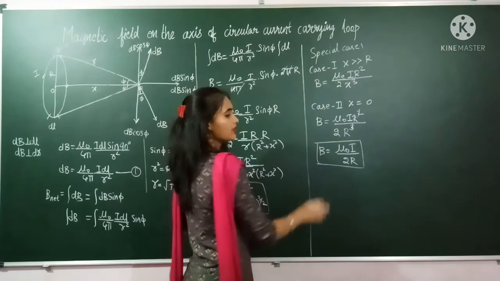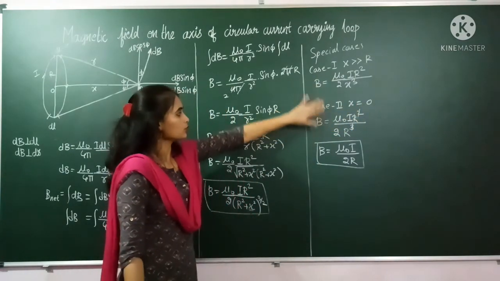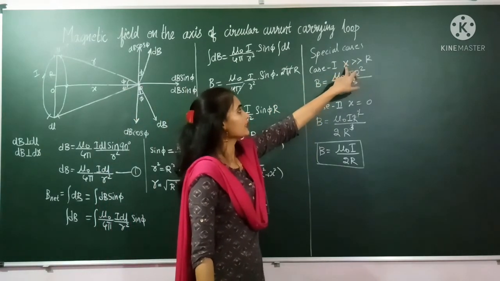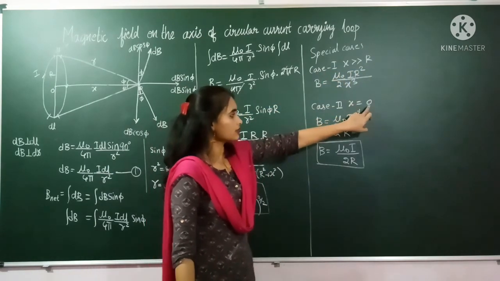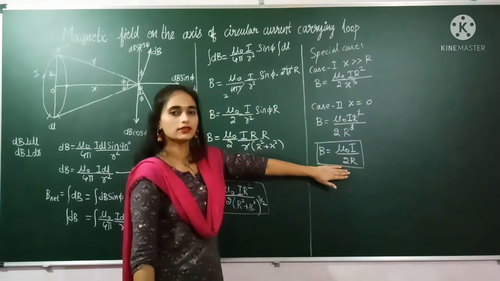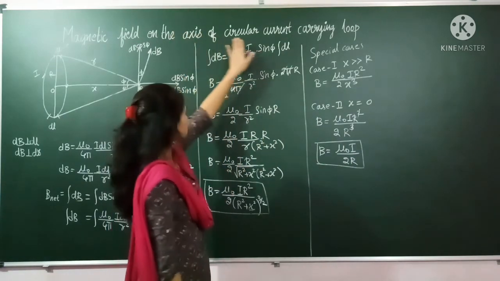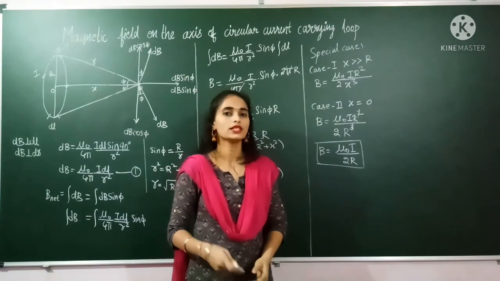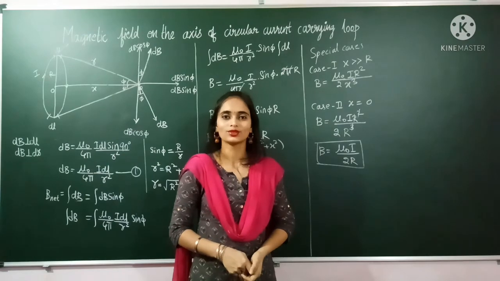So this is the magnetic field if the x value becomes 0. These are the two special cases you have to remember. If x is very much greater than R, then you will get this value, and if x is 0, then you will get this value. So this is all about the magnetic field on the axis of a circular current carrying loop. In the next class we will study the applications of the Biot-Savart law. So stay tuned.